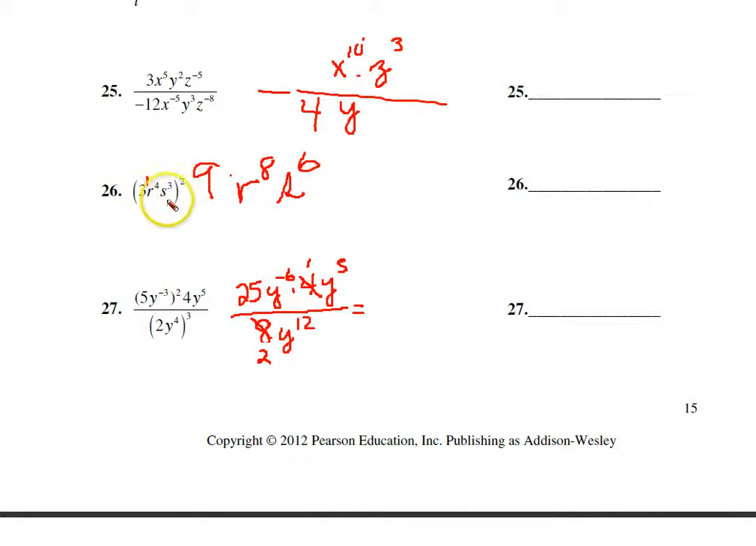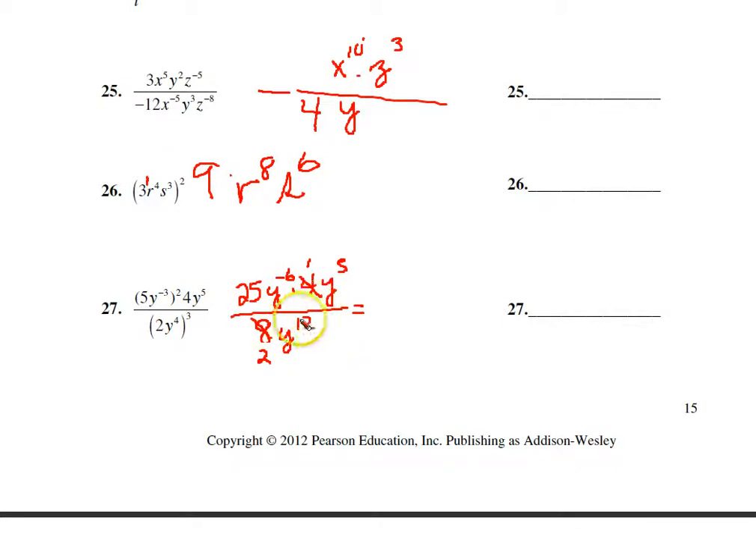And for this one, again, I think we did this already. It's just 3 that will be squared is 9. R to the 8th, S to the 6th. Now this one we had to square the 5. That gave us a 25. And then we multiplied the negative 3 times 2. That gave us a negative 6. And I just wrote this out. Then we cubed the 2. We got an 8. 4 times 3 is 12.